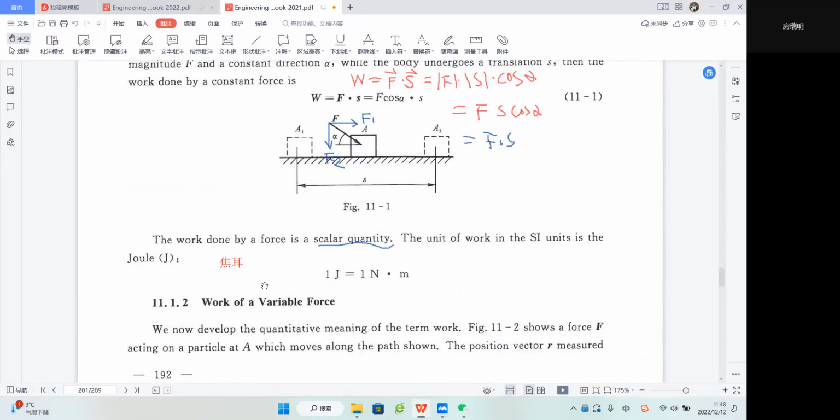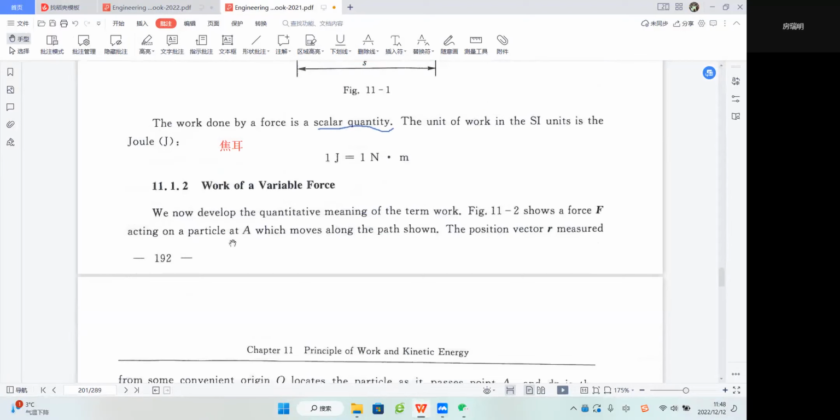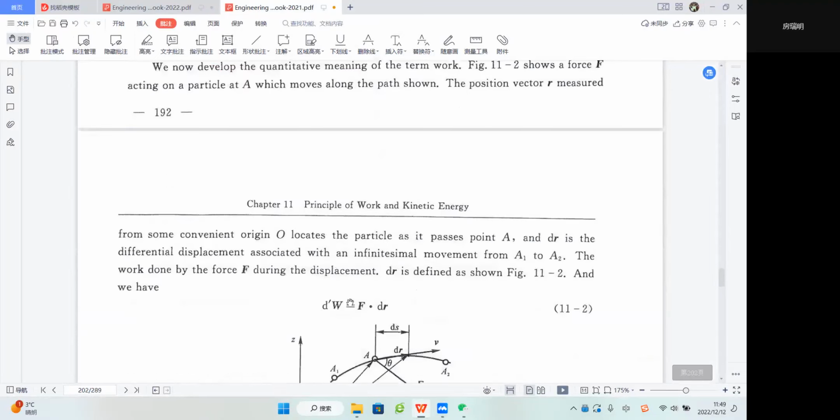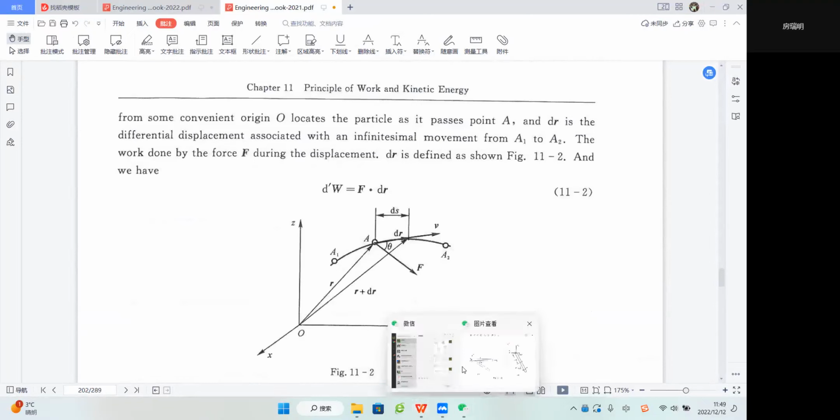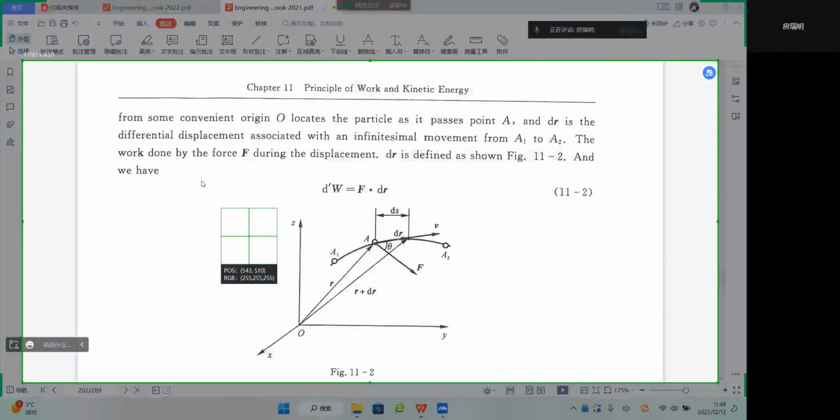Then we'll continue to talk about work by a variable force. So we now develop the quantitative meaning of the term work, with the force F acting on the particle and moving along the path shown. Let me cut it here.